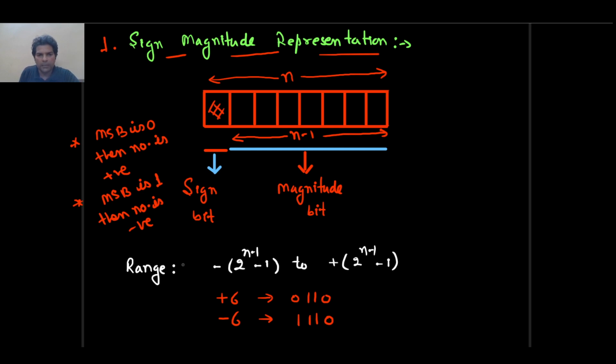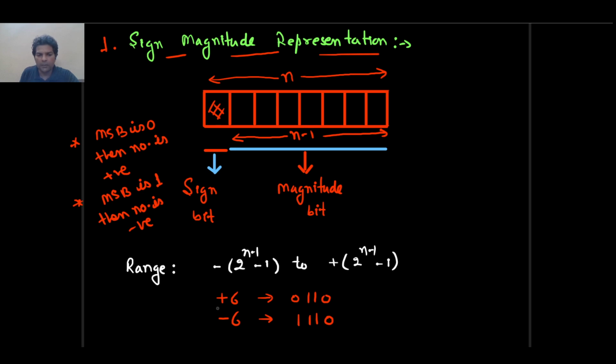So n minus 1 bits are used to represent the magnitude. So the range is minus (2 raised to power n minus 1, minus 1) to plus (2 raised to power n minus 1, minus 1). So this is the range, from the negative number to this positive number.